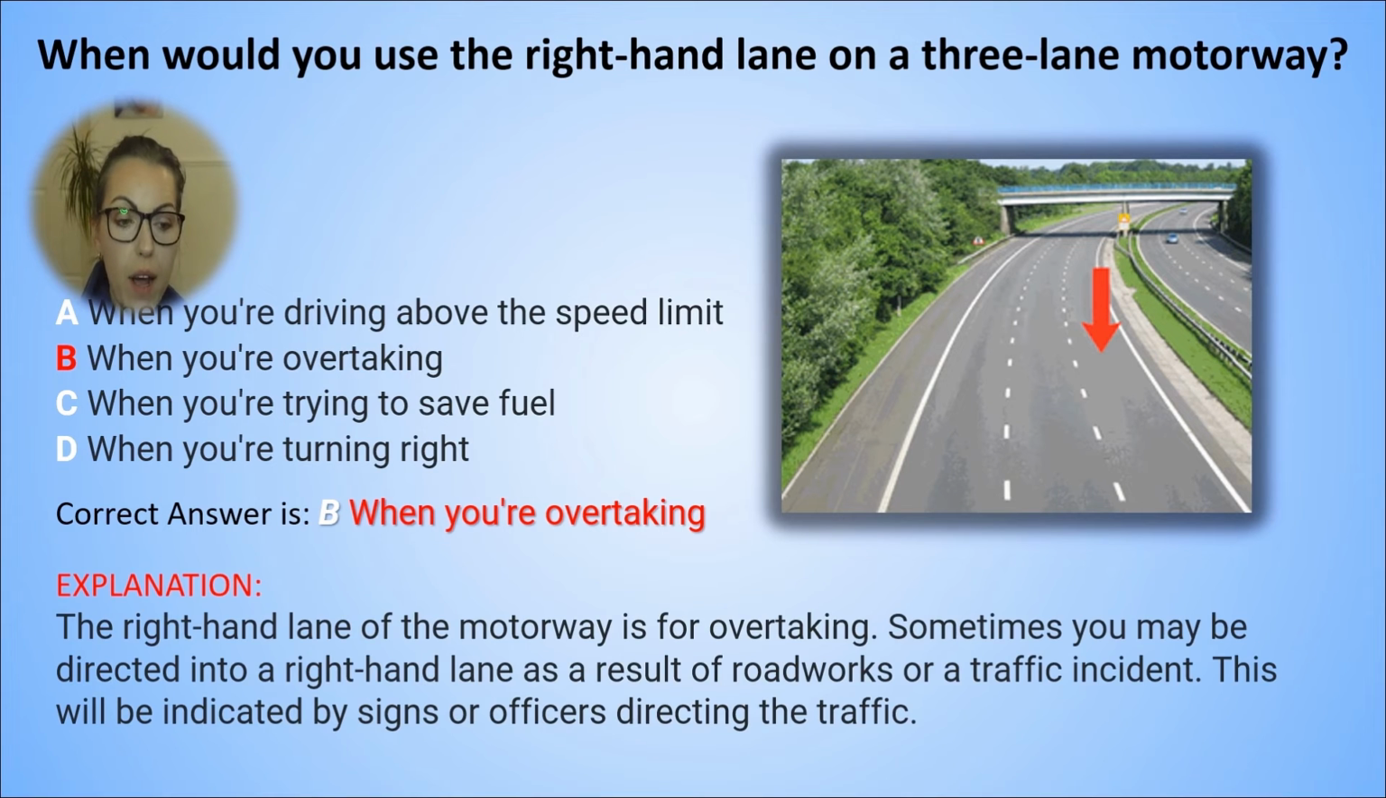Explanation. The right-hand lane of the motorway is for overtaking. Sometimes you may be directed into a right-hand lane as a result of roadworks or a traffic incident. This will be indicated by signs or officers directing the traffic. Next question.